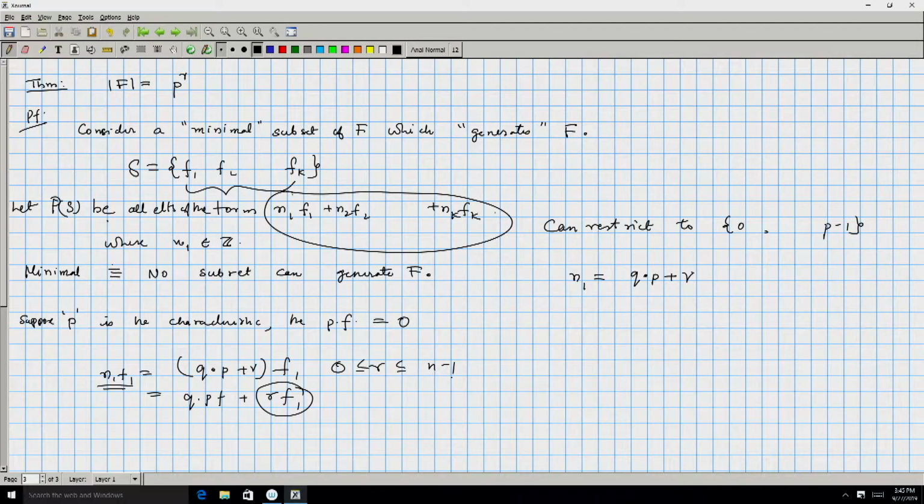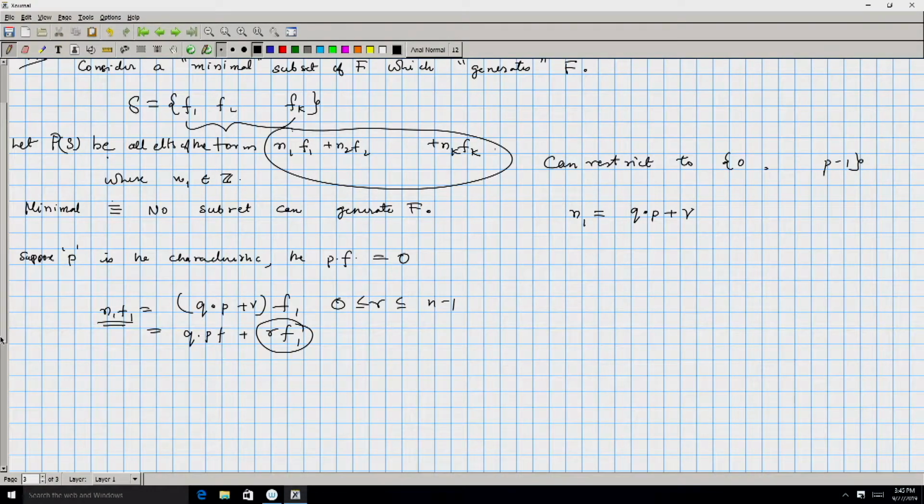Okay. So, when we are looking to generate the set F, these coefficients of f1, f2, fk can be chosen from 0 to p minus 1. Okay. So, now if we look at f1, f2, fk and look at everything that is generated by f1, f2, fk, the possibilities are that n1 could belong to 0 to p minus 1, n2 can belong to 0 to p minus 1. So, there are p possibilities or p choices for each ni.